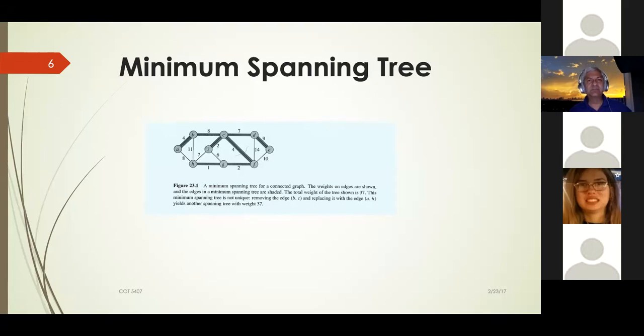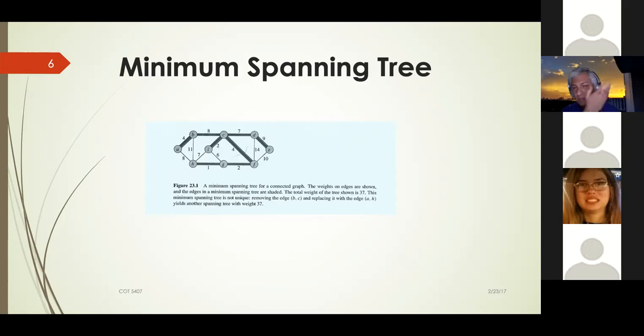So the next question we're going to ask is, how does one compute a minimum spanning tree? Well, first of all, how does one compute a spanning tree? Can somebody help me with that? Forget about minimum spanning tree. How can I compute any spanning tree in a graph? Let's say I give you this graph. How would you go about constructing a spanning tree?